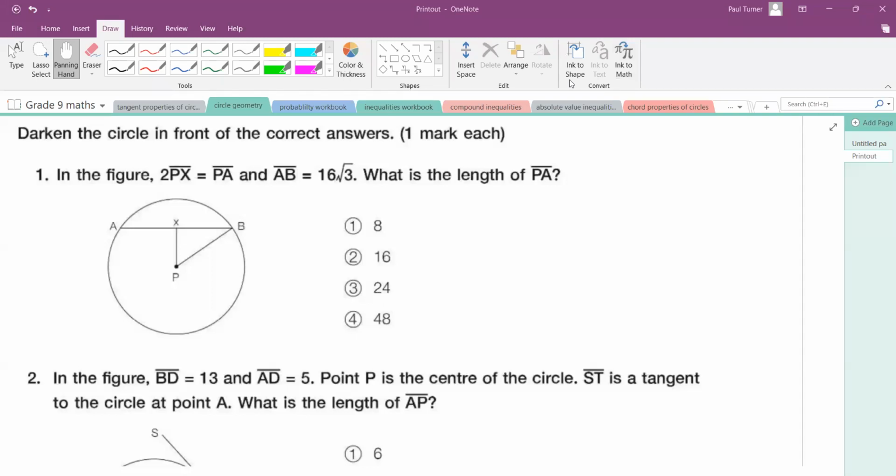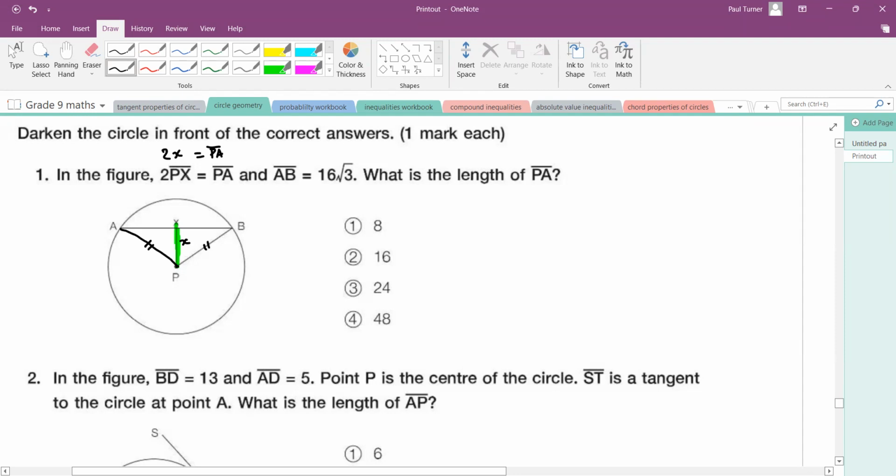Right, so in this question, in the figure, we have 2 times the length PX is equal to length PA. So we could add the line PA on here, and we also note that PA and PB are the radius of the circle. So I'm going to let PX equal the length x. So this is x, so 2x is PA. So that means that PA is equal to 2x.